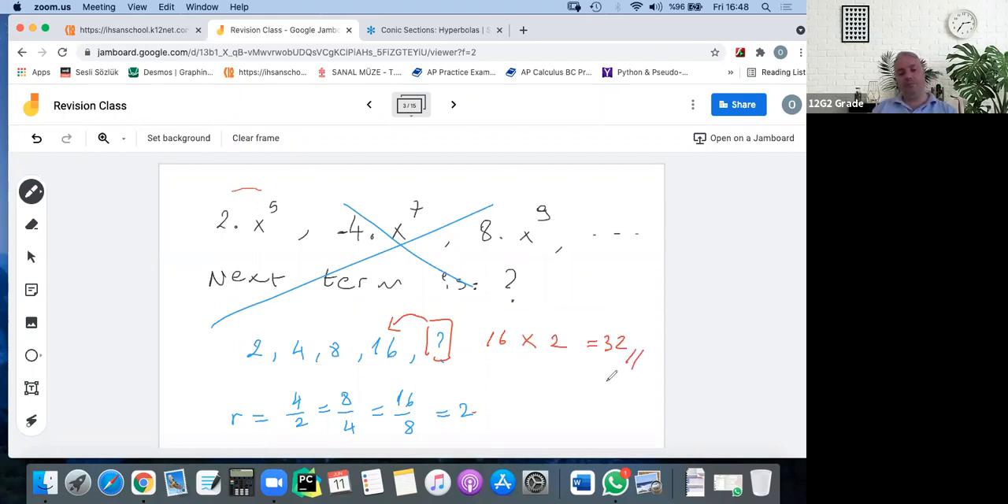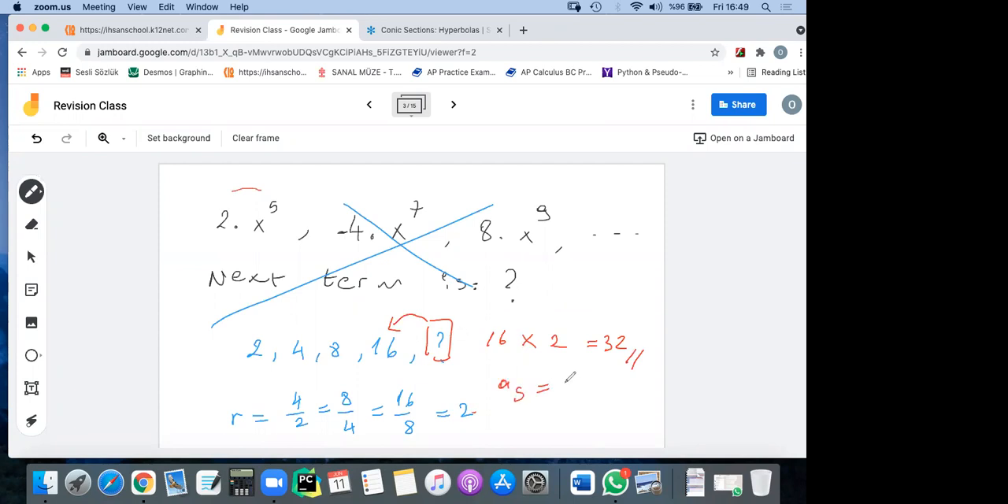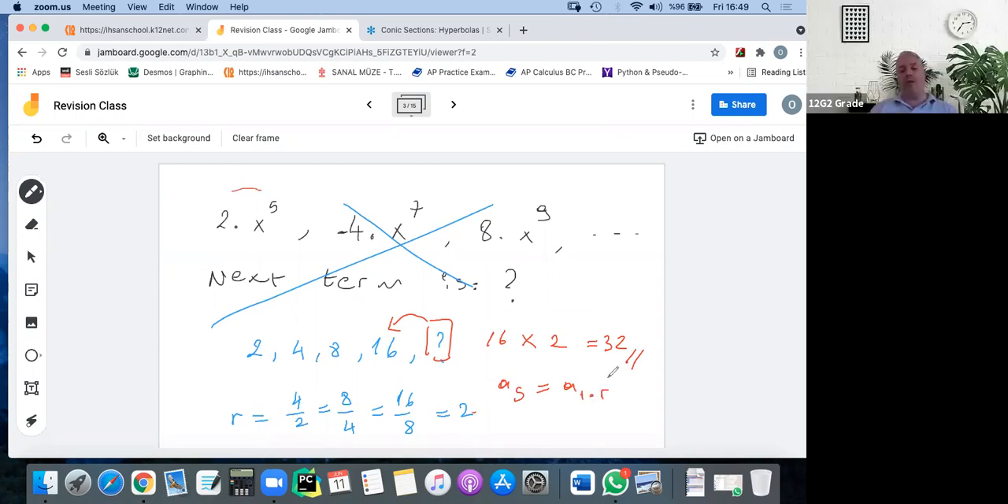That's it. Or you use the formula: A5, since this is the fifth term, is A1 times r to the power of 5 minus 1. So it will be 2 times 2 to the power of 4, which is 32. If you want to use the formula, but there is no need for the formula. Why? To get 4, you multiply 2 by 2. To get 8, you multiply 4 by 2. To get 16, you multiply the previous term by 2. So to get this, you should multiply the previous term by 2, which is 16 times 2, 32. That's it. Okay?